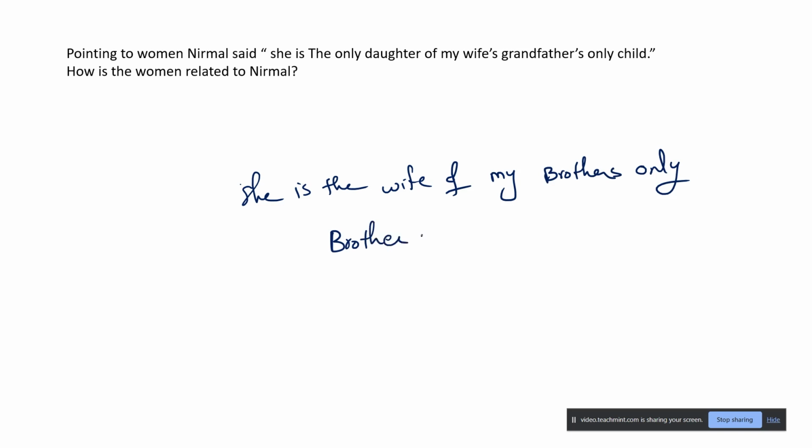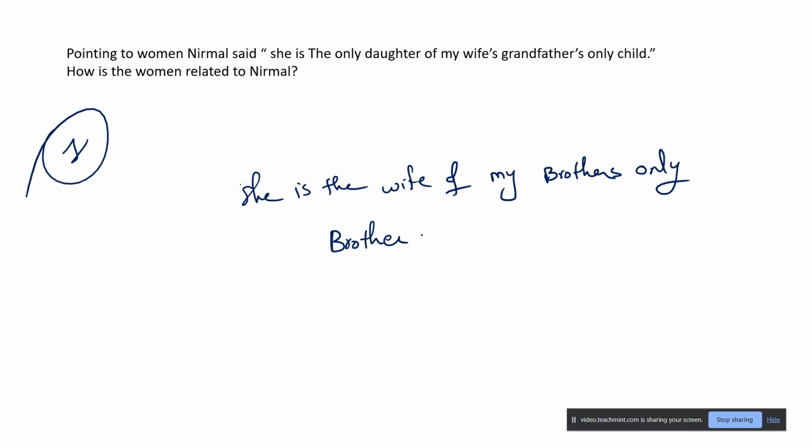So if I'm saying like this, I'm pointing to a woman and I'm saying like this. She is the wife of my brother's only brother. Guys, remember here, let us take, I am giving the statement. She is the wife of my brother's only brother. Now I want to find out the relation between me and that woman.